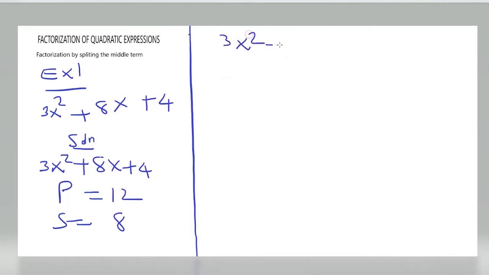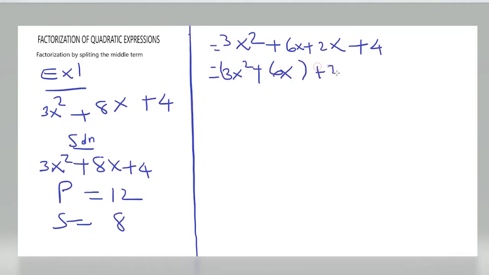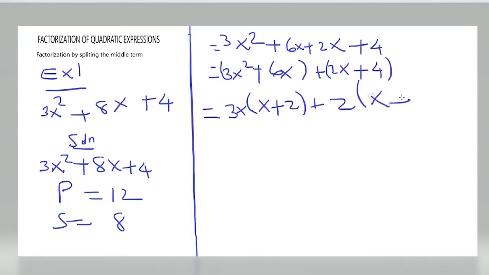Now this will be equal to 3x squared plus, instead of writing 8x, write 6x plus 2x plus 4. This equals 3x squared plus 6x in the bracket, then plus 2x plus 4 in a bracket. Now take 3x out of the bracket, you get 3x times (x plus 2), then take 2 out of the other bracket, you get 2 times (x plus 2).